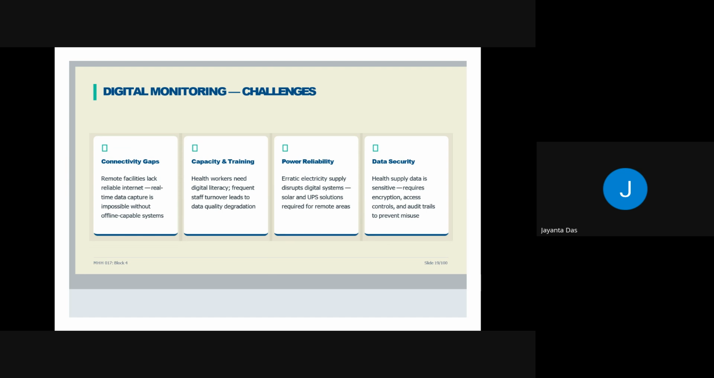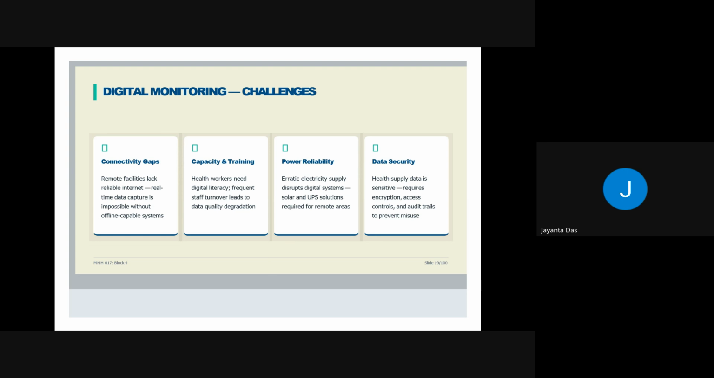Definitely, if it is done online, it will always be better, because it will be quick and easy to share with everybody. But in many places, maybe due to lack of internet connectivity or lack of electricity, these things may not be possible. So there we would like to have an offline capable system.